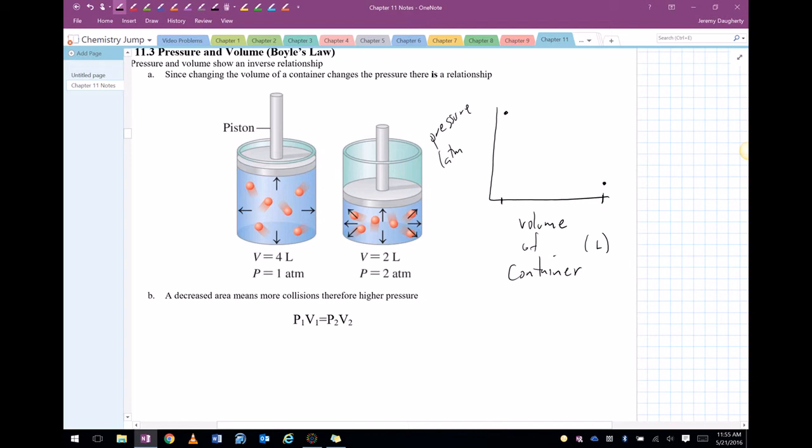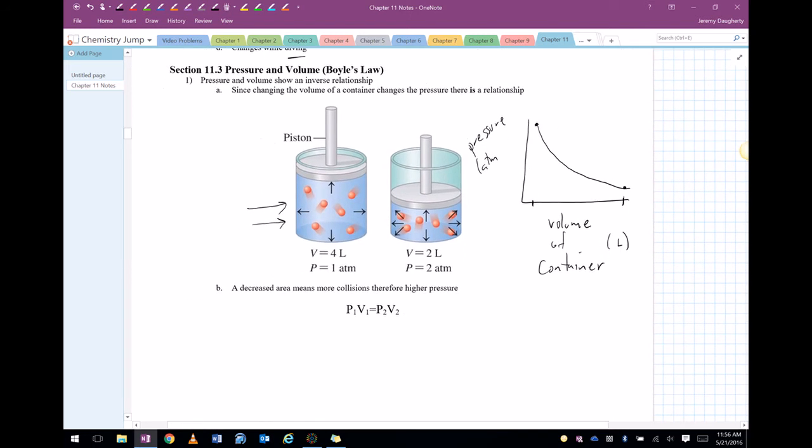Now, this is of a container that can expand and contract, so here's an example. The other caveat, the number of gas particles inside does not change. Okay, so we see a graph that looks like this. That's an inverse relationship. Okay, now what we find is that pressure and volume is proportional to some constant K.